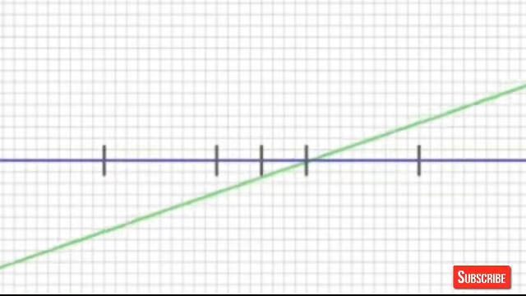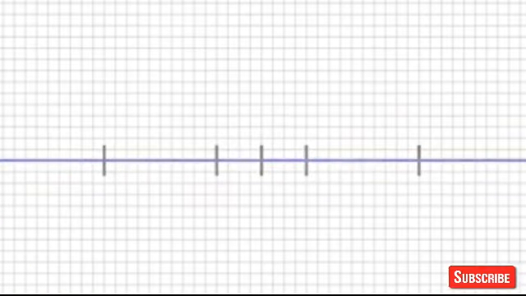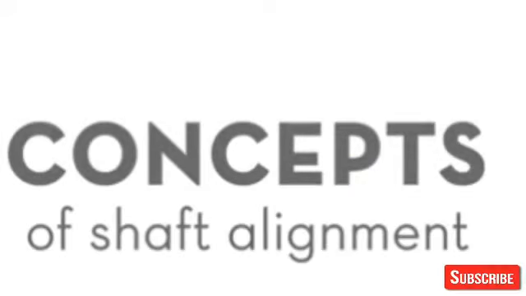Careful examination of this graph provides the answer. In another Concepts of Alignment video, we explain how you measure the offset at the coupling and the angularity. We then show how to use the offset and angularity values to calculate the corrections necessary.